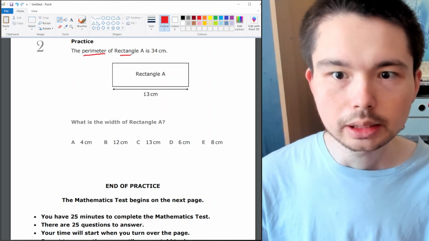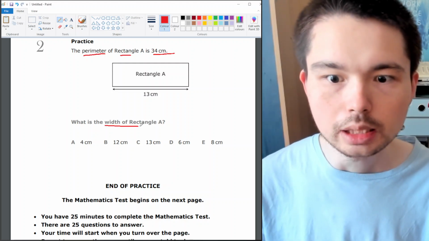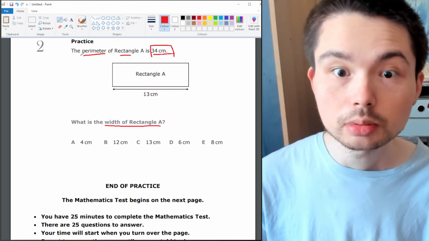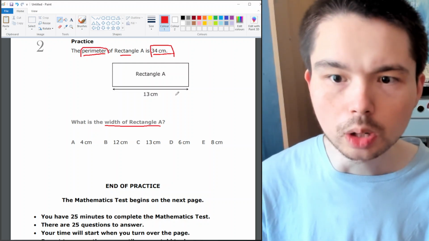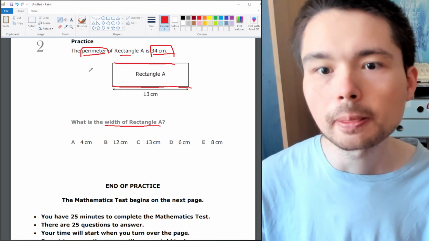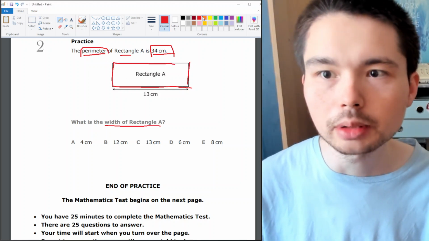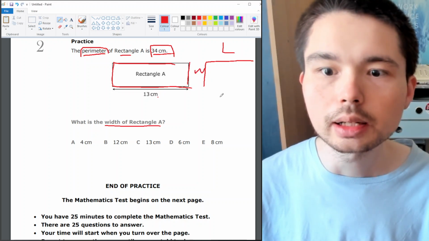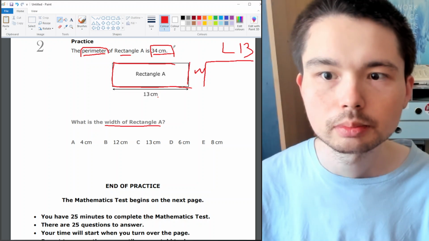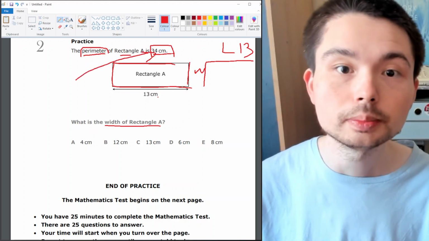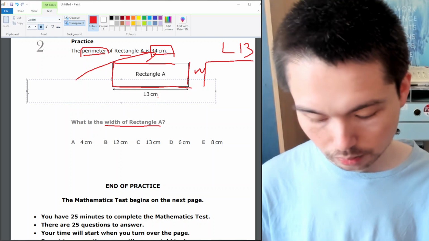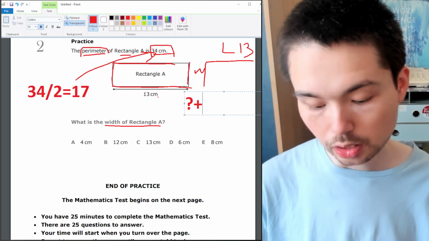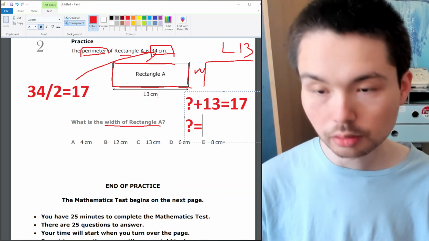The perimeter of a rectangle is 34 centimeters. What is the width? Now, every time you see a perimeter question and they give it to you, a really good tip is you should just half it. Why? Because when we look at this, it's 2 lengths and 2 widths. So all we care about is 1 each. So put it. Length and width, we can see the length is 13. That means we need to half 34. Divide 2 is 17. So what are we saying? Something plus 13 is 17. So the answer is 4.